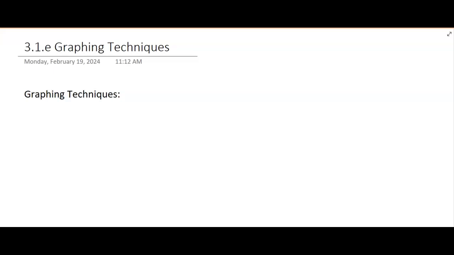So we were working with the squaring function, which is f of x equals x squared. But now we're going to soup it up a little bit, and we're going to think about transformations like we learned in chapter 2. And so we have a new form. Sometimes they call it the vertex form. Sometimes they call it the standard form.